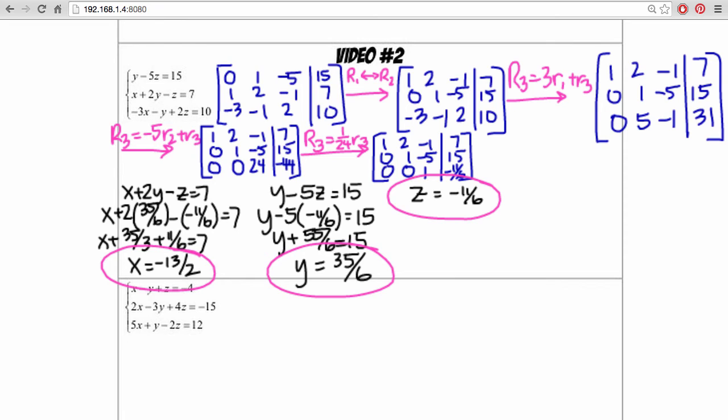Now how do we know if we're right? Well, we can take each of those three solutions and substitute those values into the original equations. Once you do that, you'll see that we do get true statements for all three equations, which means all three solutions are correct.